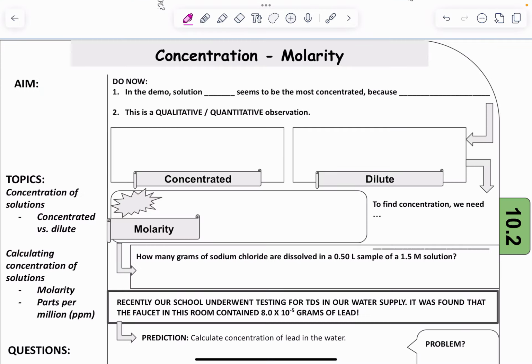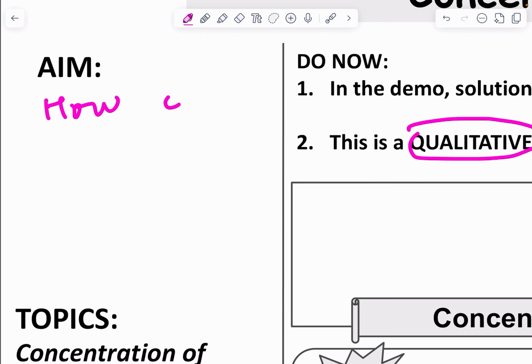So let's record that here. Solution 5 seems to be the most concentrated because it has the deepest color. And we made this observation only based on the color. So this one would be called a qualitative observation. And the aim for the lesson then is how can we quantify concentration.